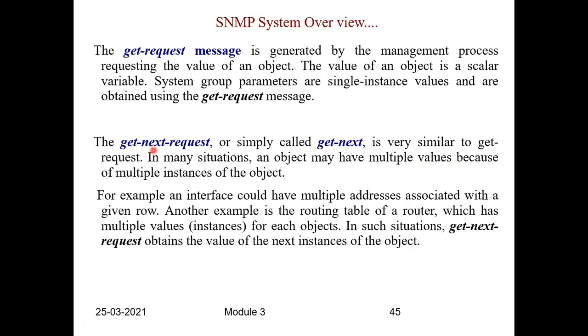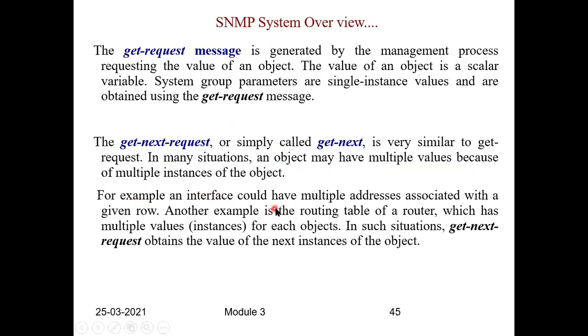So as the name says, I have made one request and I'm making another request. Get next request is also called get next. Okay, so it is very similar to the get request. Now you might feel कि अरे बाबा एक बार request किया वापस से request करने की जरूरत क्या है? Okay, but what is the condition is in many situations an object may have multiple values because of multiple instances of the object. So an example is given.